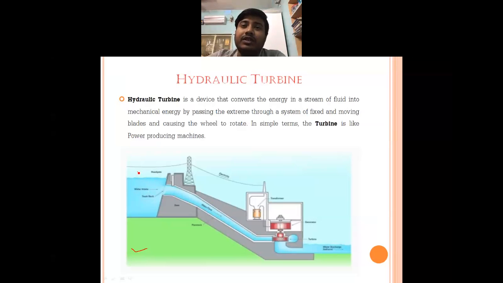So this portion is known as the head race, the topmost portion of the dam is known as the head race. So you can see there is similarity with the dam.